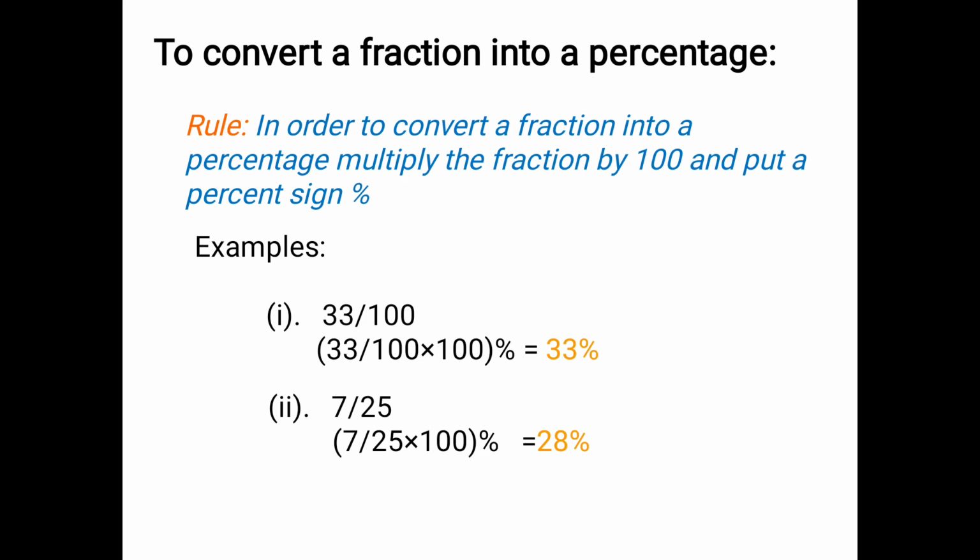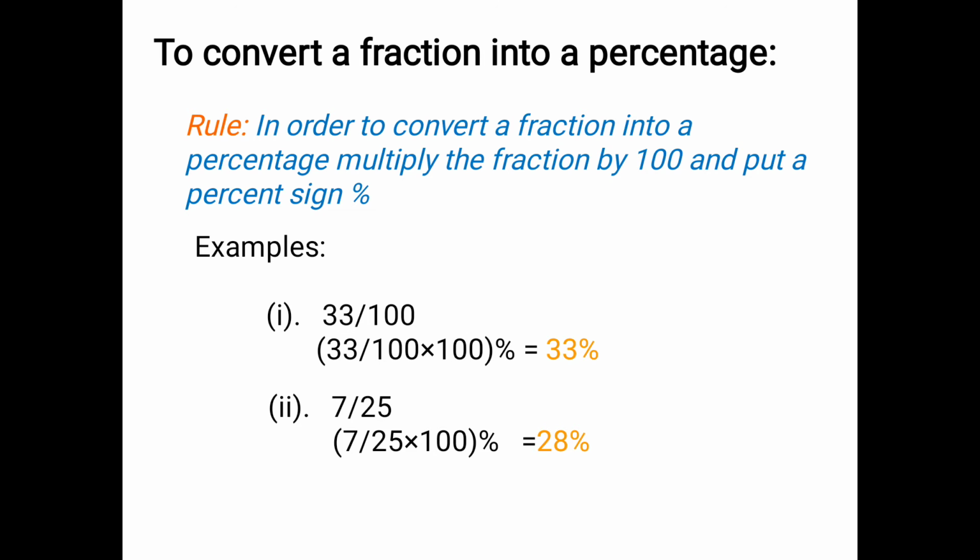First one, as I already told in the previous slide, is to convert a fraction into a percentage. One rule is there: in order to convert a fraction into a percentage, multiply the fraction by 100 and put a percent symbol. Once you find the answer, we have to put the percent symbol, which means we have converted the fraction into a percentage.